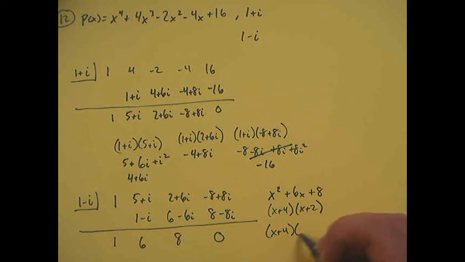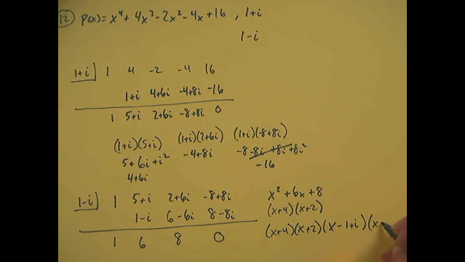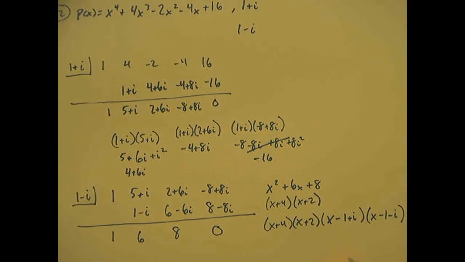Okay, so then our completely factored form would be x plus 4 times x plus 2 times x minus 1 plus i times x minus 1 minus i. And our zeros are 1 plus i, 1 minus i, negative 4, and negative 2.